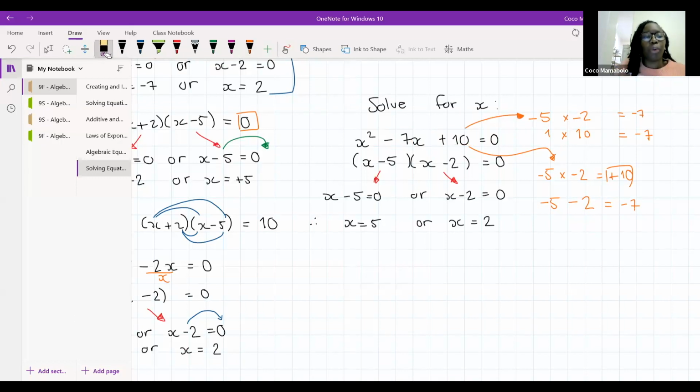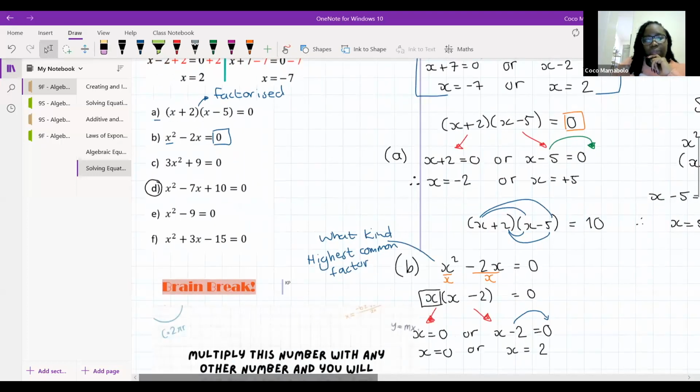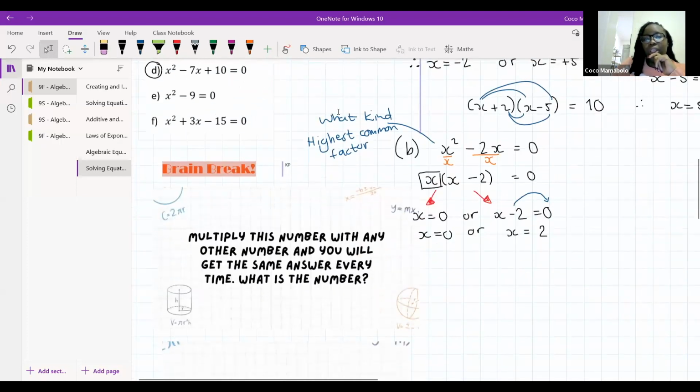I want us to do our brain break very, very quickly. We're going to do exactly one sum. I want to see if you guys can get it, and then we will continue with the maths in just a little bit. I do see your hands. I'm going to take your questions in just a little bit. Here is our first brain break. Multiply this number with any other number, and you will get the same answer every time. What is the number?